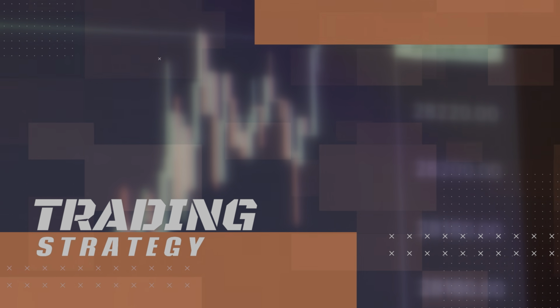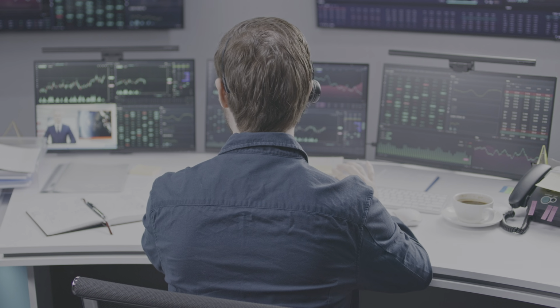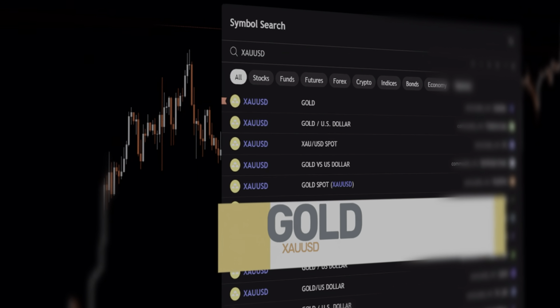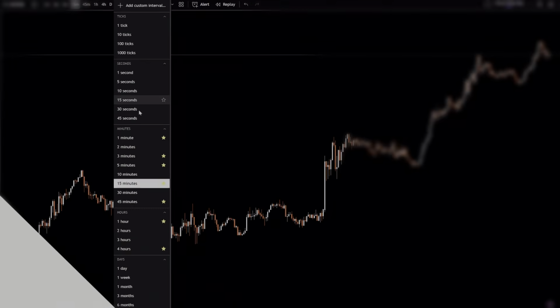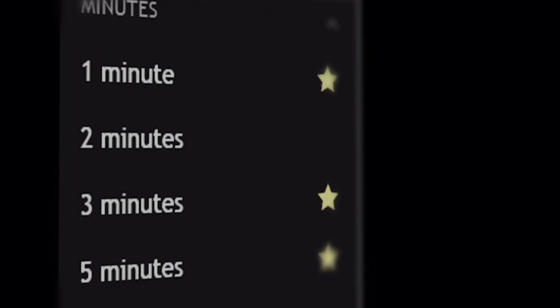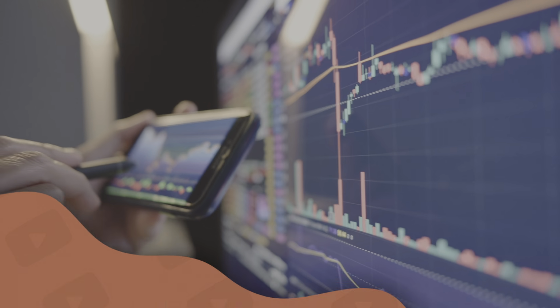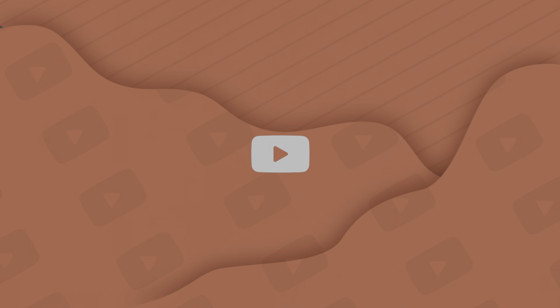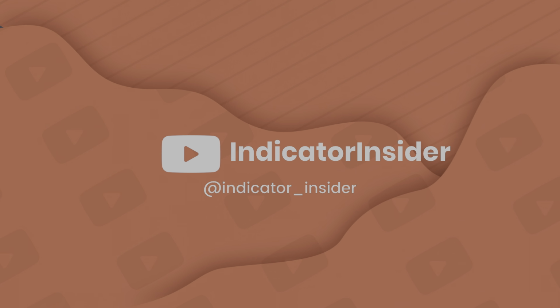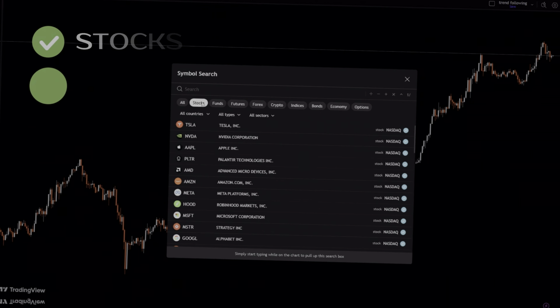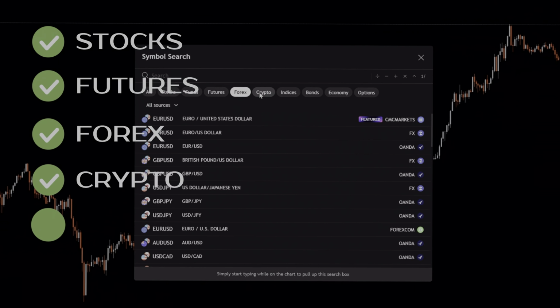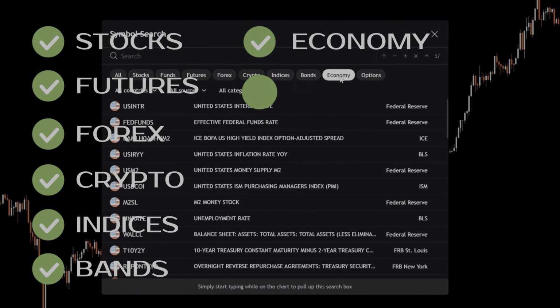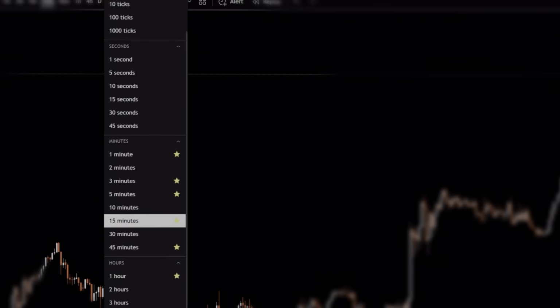The strategy I'm going to show you works on all time frames, but if you want my personal take, I like it the best on the gold 15-minute chart. That's where I've seen the cleanest signals and the setups that make the most sense. You can use it on other assets too, but the gold 15-minute chart is my go-to when I'm testing things.